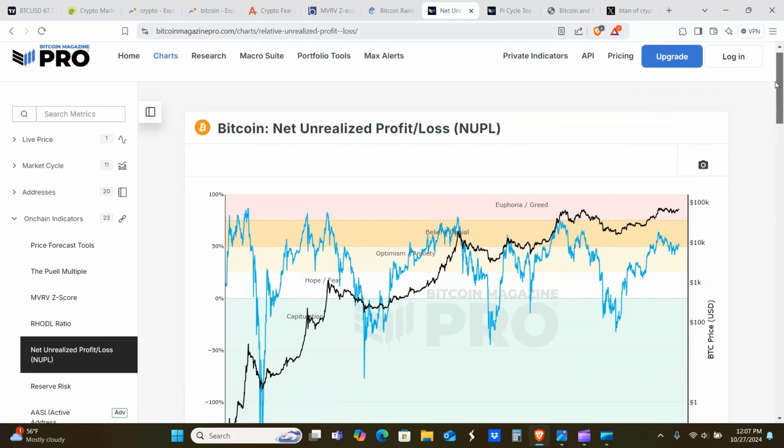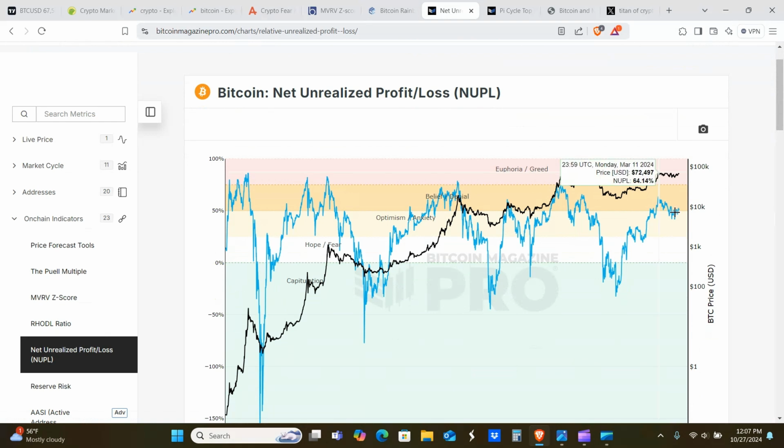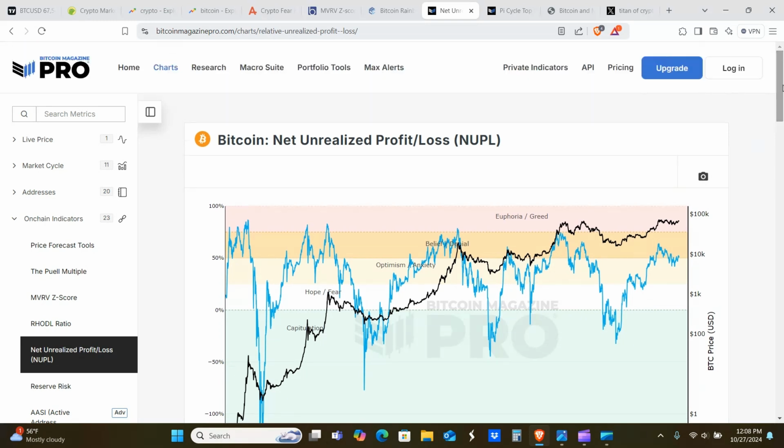Okay, so NUPL, net unrealized profit and loss. This one's kind of literally in the middle. It's pretty much touching in between kind of the fear area and the greed area up here. So I'd say it's pretty much at fair value. Not really a whole lot to look at here.